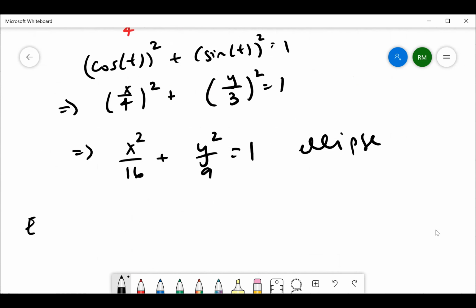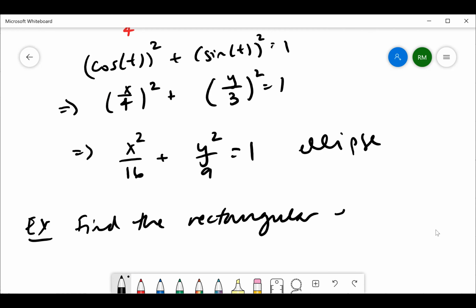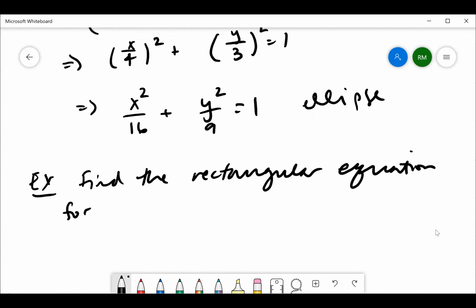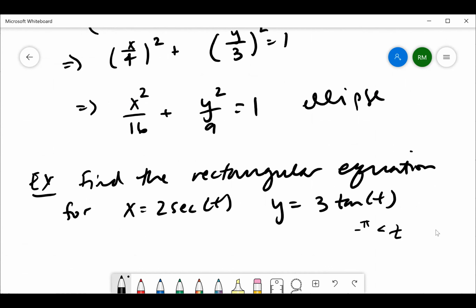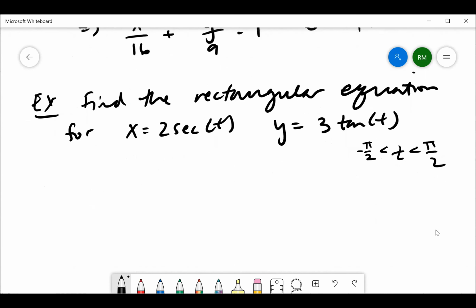So I'm going to have you try one. In your notes, I want you to find the rectangular equation for x equals 2 secant of t, y equals 3 tangent of t. We'll let t go from, I think, negative pi over 2 to pi over 2. Okay, so work that one in your notes.